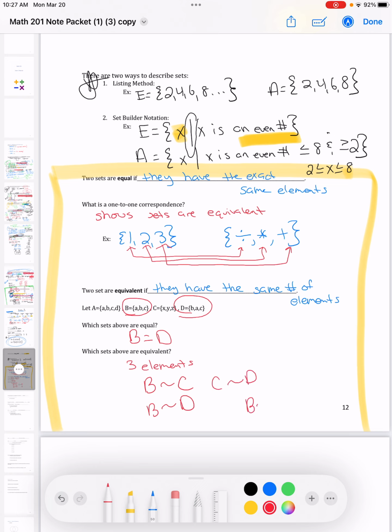Or I could write it as one big long sentence. All of that information is true. All 3 of those are equivalent. D and B are equivalent. They're also equal. But everything that is equal is also equivalent. Equal is really hard to do. So it's not true the other way. There are plenty of things that are equivalent that are not equal. But if you are equal, you are also equivalent.